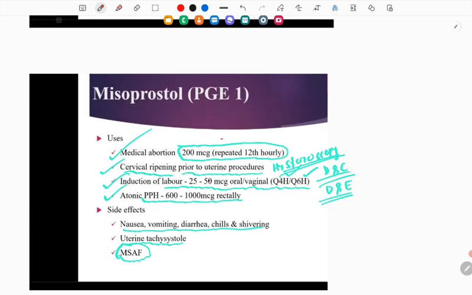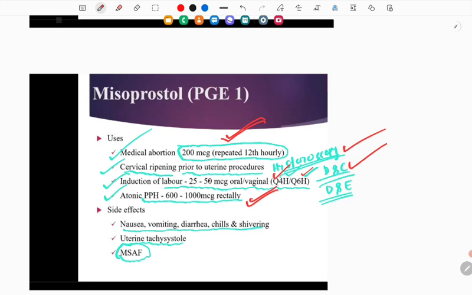Misoprostol, PGE1. Medical abortion: 200 microgram, repeat 12 hourly. Cervical ripening prior to uterine procedures. Induction of labor: 25 to 50 microgram misoprostol has to be given vaginally every 4 hourly or 6 hourly. Hysteroscopy, dilatation and evacuation. Atonic PPH: 600 to 1000 microgram rectally.